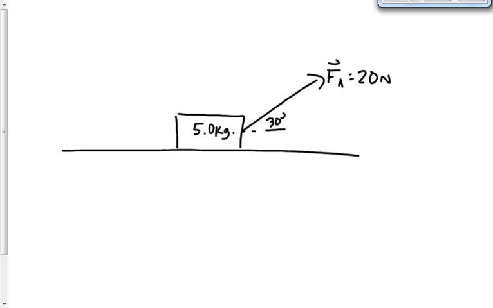All right, it's time to take a look at this. First thing we got to do is draw a free body diagram. Okay, part of it's already drawn. We have the applied force of 20 newtons acting up at an angle of 30 degrees. We also have a force of gravity acting down on this. Okay, gravity acts down on it.